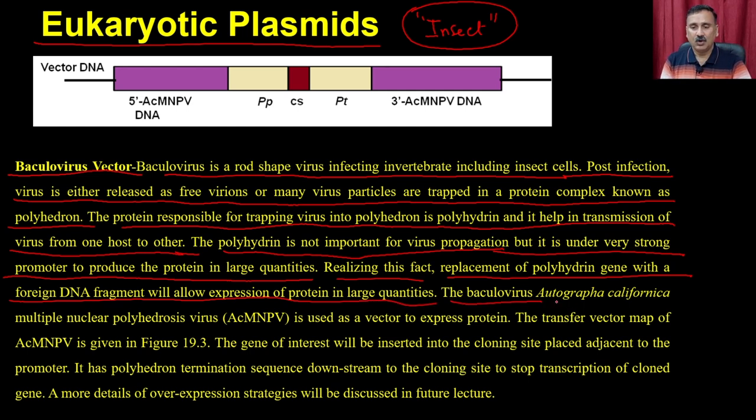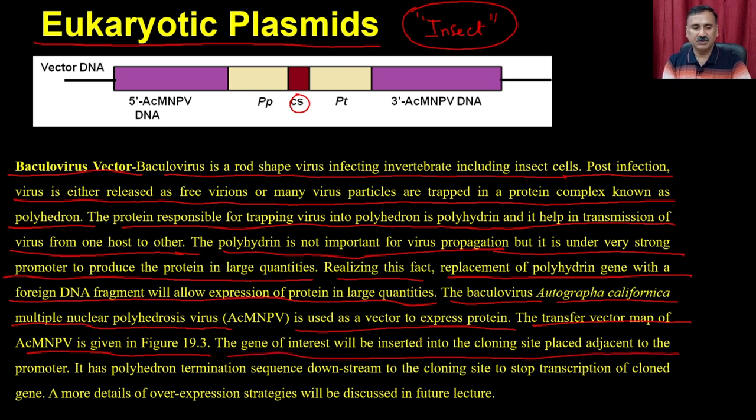So the baculovirus, Autographa californica multiple nuclear polyhedrosis virus, or the ACMNPV, is what is used as a vector to express the protein. The transfer vector map of the ACMNPV is given. This is the map, where you have the cloning site. The gene of interest will be inserted into the cloning site placed adjacent to the promoter. This is the polyhedrin gene promoter, and it has the polyhedrin termination sequences downstream of the cloning site to stop the transcription of the cloned gene, and more will be discussed in future lectures.